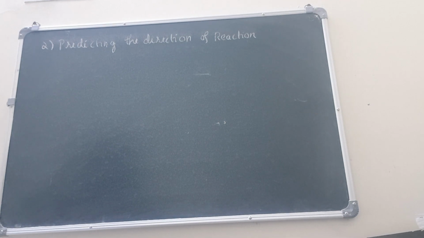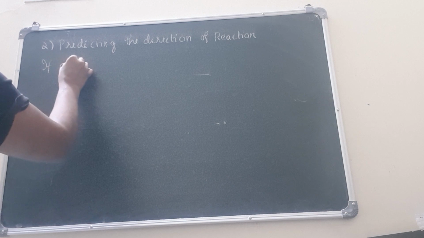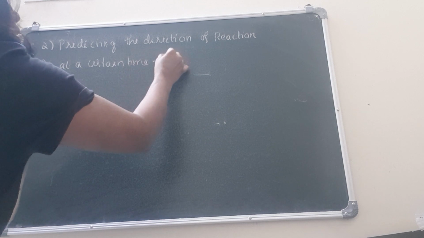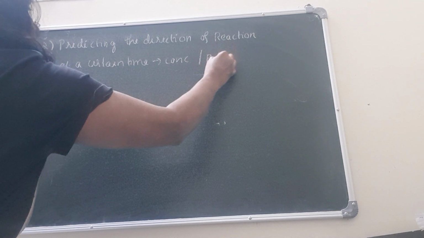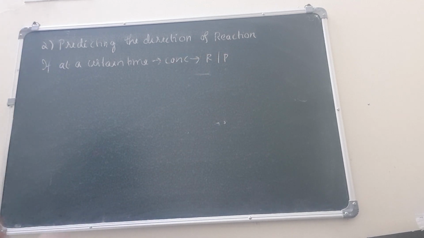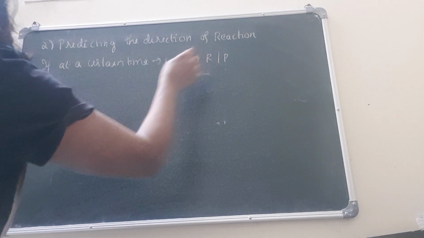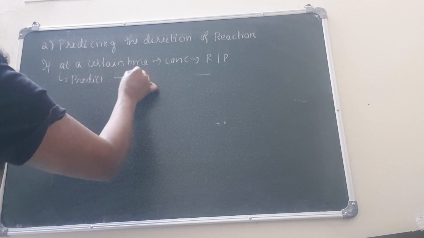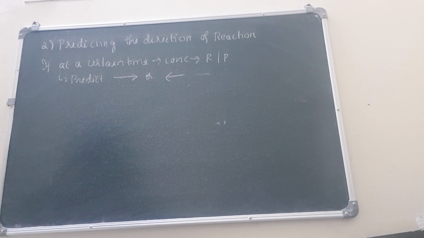Discussing the applications of equilibrium constant, in the previous video we discussed predicting the extent of a reaction. Now in this video we are going to discuss predicting the direction of a reaction. If at a certain time we know the concentration of reactant and product, concentration of both at some given time, based on this value we can predict if it is going to be a forward or a backward reaction.